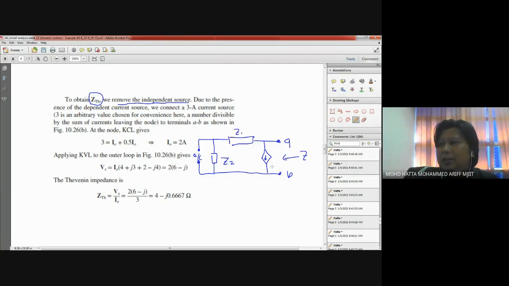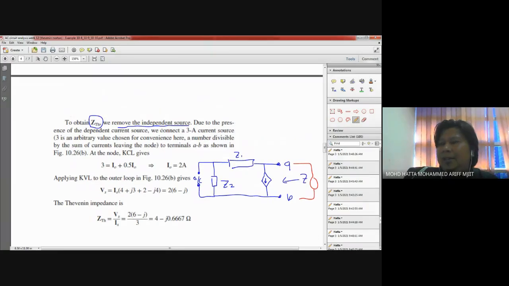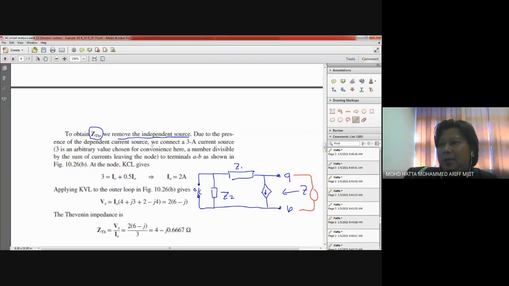And since we keep it intact, it means that we need to put some test voltage over here. Test voltage, or sometimes we put test current also can. In this example, they put a 3 ampere current source. This is basically the test source.